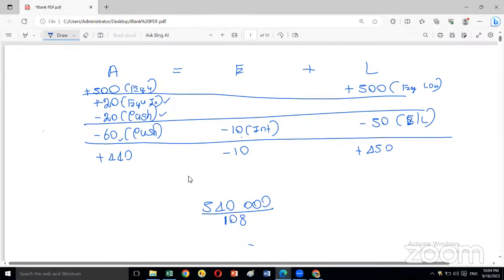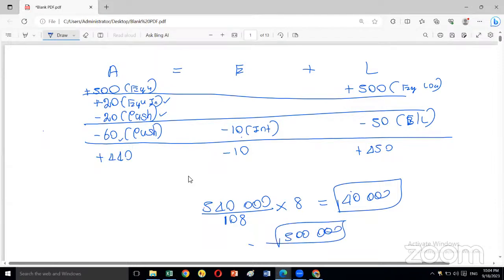If I divide by 108, I will get 1%. If I want to find only the VAT, I should multiply by 8. So then I will get the VAT value. So the VAT value will be how much? 40,000. Like this only, we have to calculate. From 540,000, 40,000 is VAT, so how much is the actual purchase value? 500,000. Like this only, we have to calculate this.